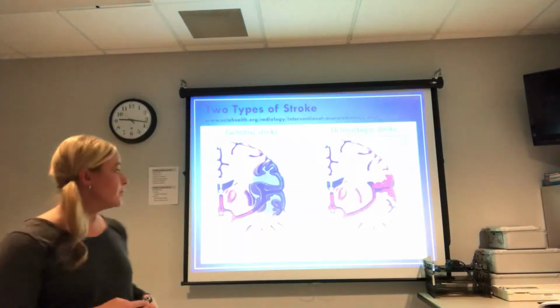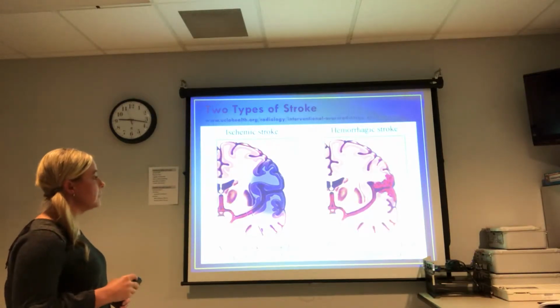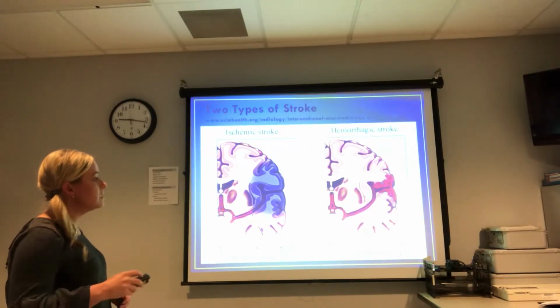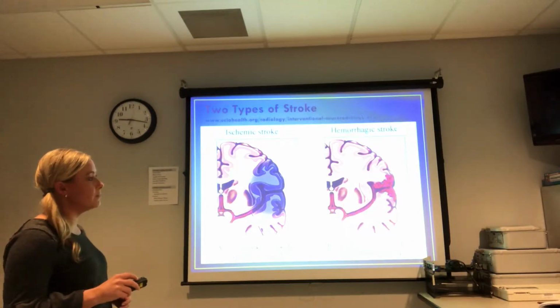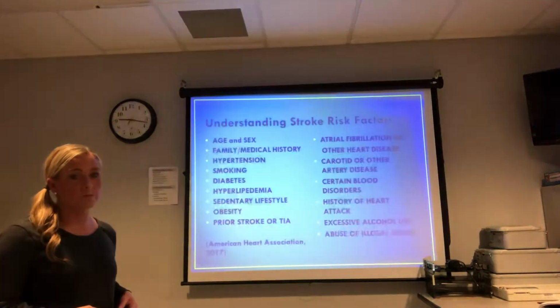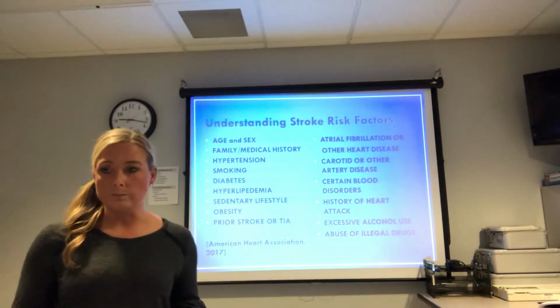As you can see here, this is your ischemic stroke, and this is the damaged area of the brain that's not receiving the blood and oxygen that it needs. And this is an example of a hemorrhagic stroke, where a rupture of blood vessels has occurred and the blood is spilling out into the surrounding tissue. There are many risk factors for stroke.